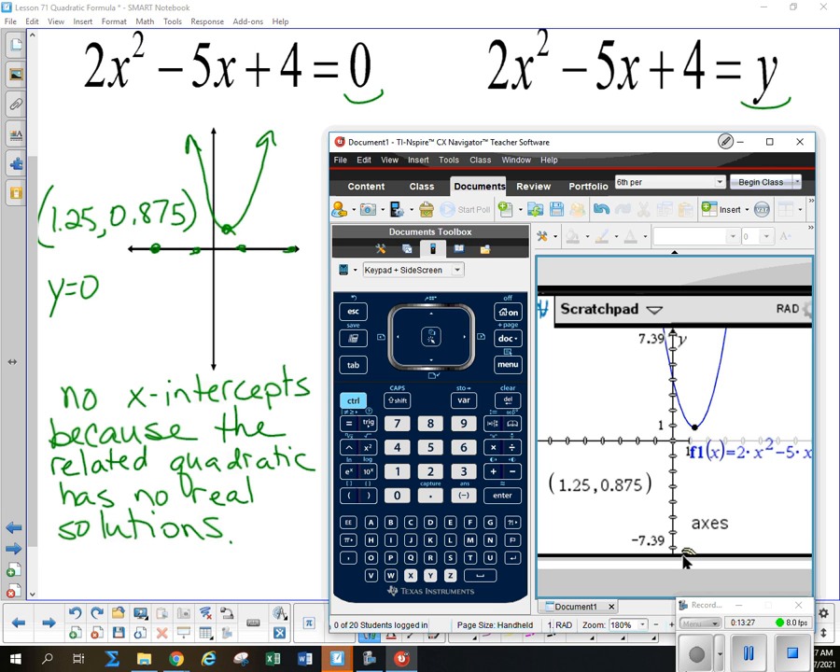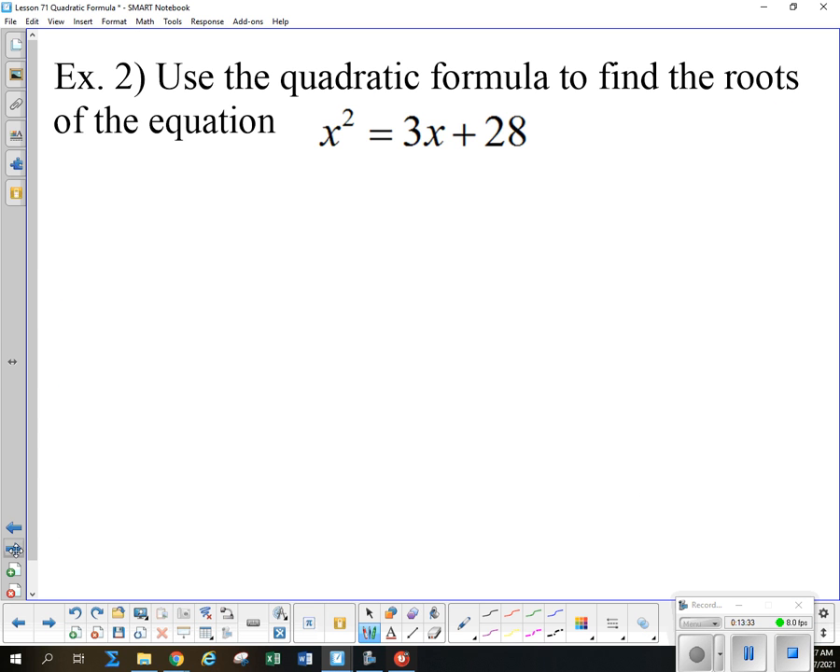So are we ready to try another one? The more of these we do, the more sense it makes. Okay, this one, use the quadratic formula to find the roots. Is it in the right form?